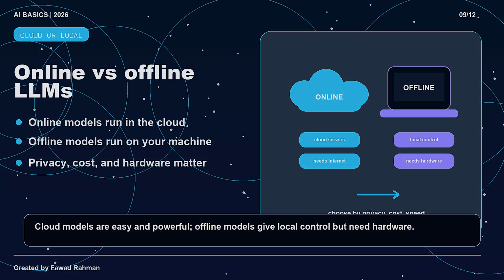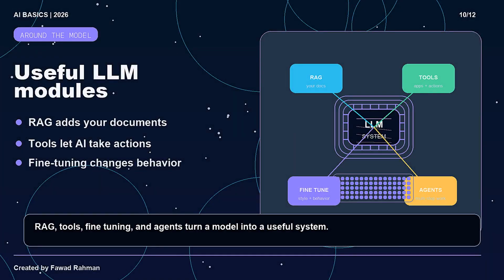Many AI systems add modules around the LLM. RAG, or Retrieval Augmented Generation, lets the assistant look at your documents before answering. Tool calling lets it use a calculator, search, database, calendar, code runner, or other app. Fine-tuning and custom instructions can shape the style and behavior. Agent workflows let the system plan several steps, call tools, check results, and continue.